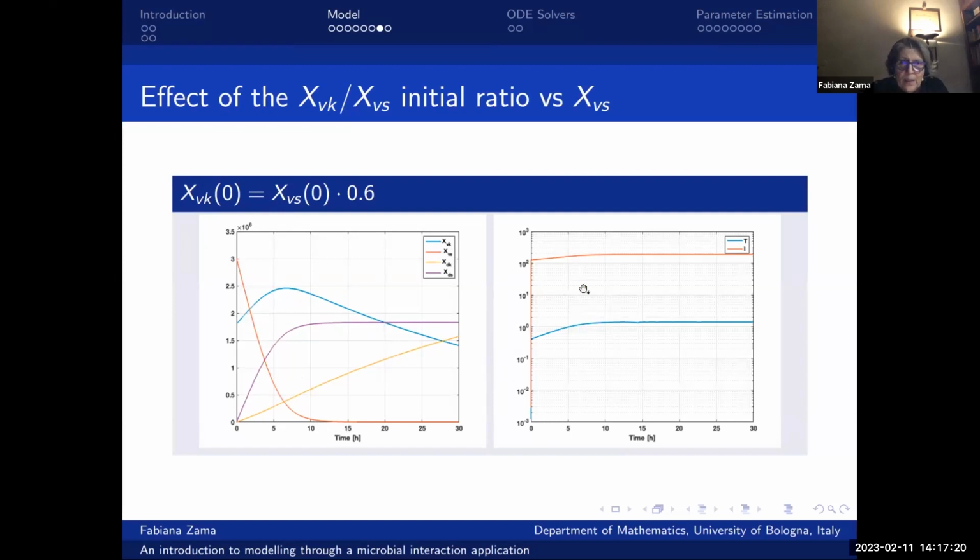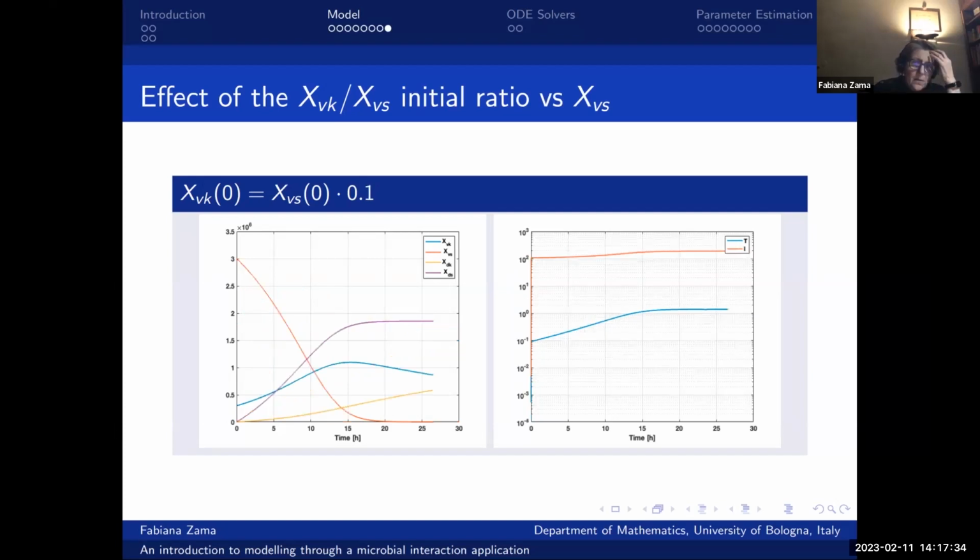And the other thing is that the other 2 populations, T and I, are on different scales. So we have part of the population on the scale of 10 to the 6, and the other part on a much smaller scale, and therefore they are represented in this way.